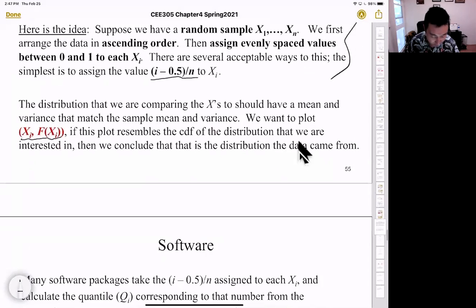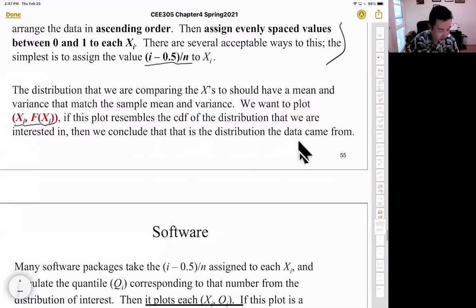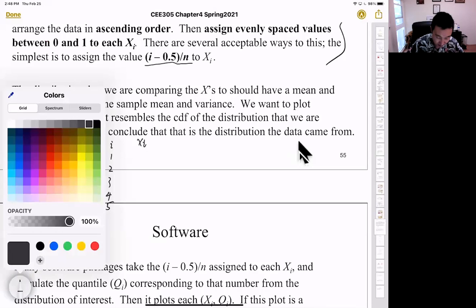So let's see if we have 5 data points. And what we need to do is arrange them from small to large. N is 5, so i is 1, 2, 3, 4, 5. And let's see the sample results for xi.